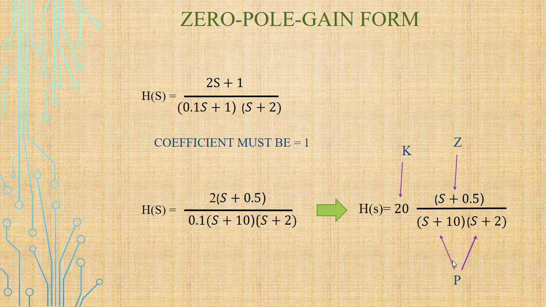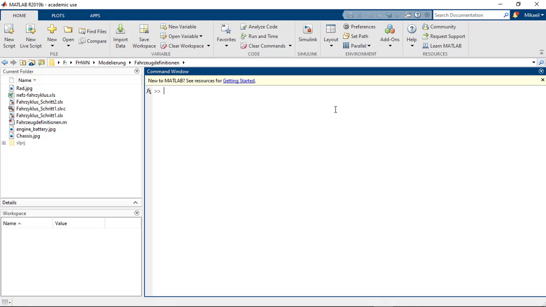Now we go to Matlab and define our system in Matlab. First of all, we have to define our zeros, poles and gain of the system. For gain, we have 20. For zero, as you know, we have just 1 zero. It's minus 0.5. And for poles, we have 2 poles, minus 2 and minus 10.